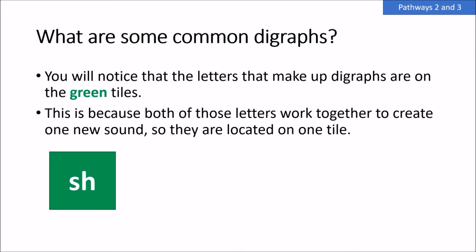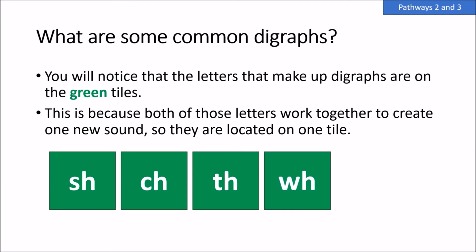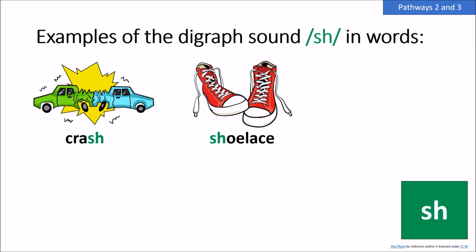SH, which says shh. CH, which says ch. TH, which says th or th. WH, which says w. And PH, which says f. Examples of the digraph sound sh in words: crash, shoelace, bishop.